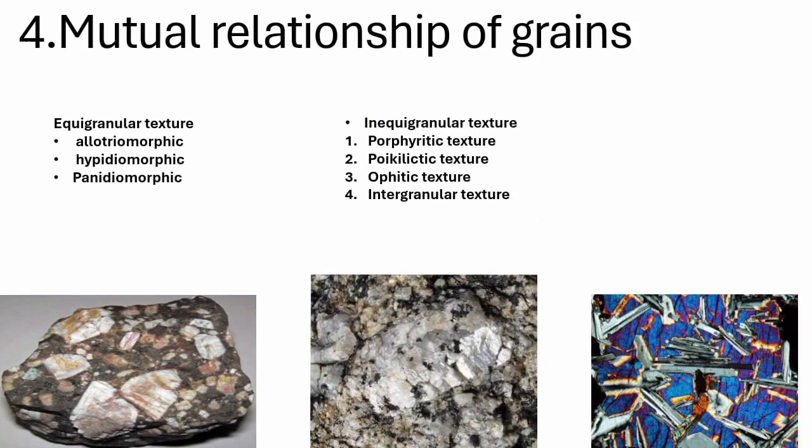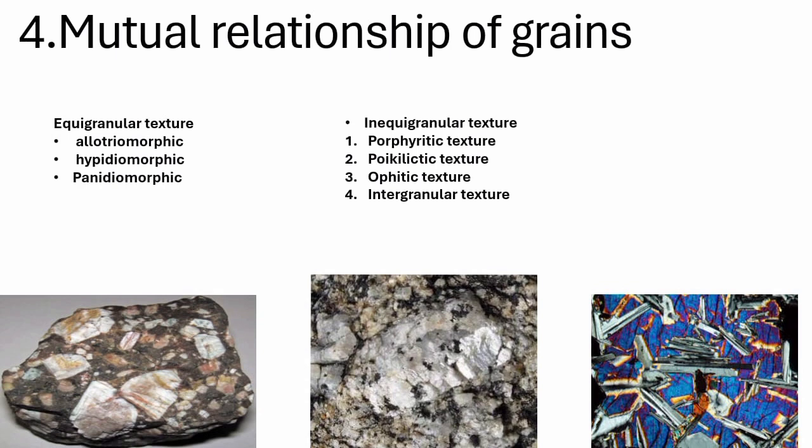Next comes the mutual relationship of grains. It describes the various patterns of crystal arrangements and the mutual relationship of the grains. In that case, it is divided into equigranular texture and inequigranular texture. In equigranular texture, there are allotriomorphic, hypidiomorphic, and panidiomorphic. In allotriomorphic, most grains are anhedral; in hypidiomorphic, most crystals are subhedral; and in panidiomorphic, most grains are euhedral.